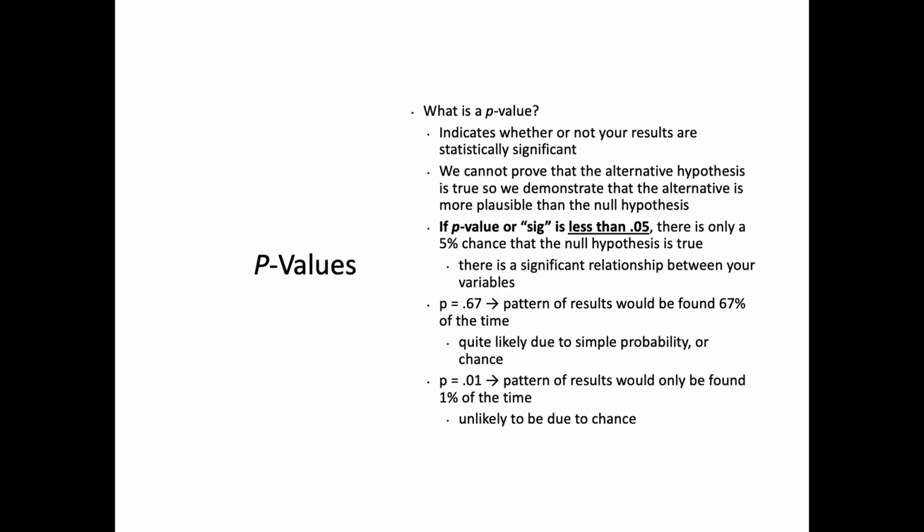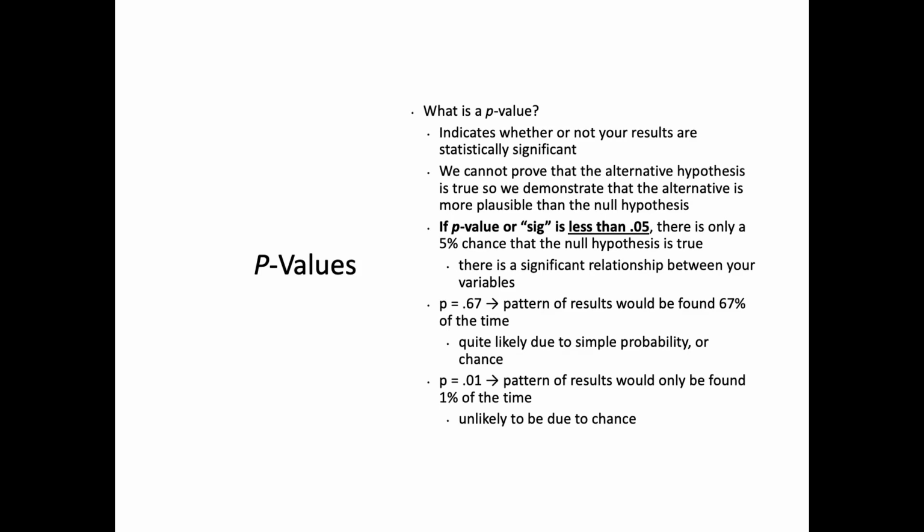So one critical line we use for p-value is 0.05. If your p-value, or the significance value, that's the nickname for p-values in SPSS, is less than 0.05, there is only a 5% chance that the null hypothesis is true. So we can say it boldly that there is a significant relationship between your variables.